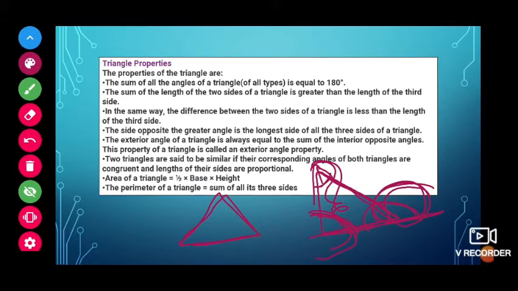And always, the area of a triangle will be half into base into height. The perimeter of a triangle will be the sum of all the three sides. Here, what is the area of a triangle? Half into base into height. This is the basic formula.